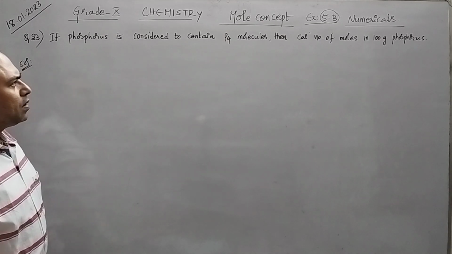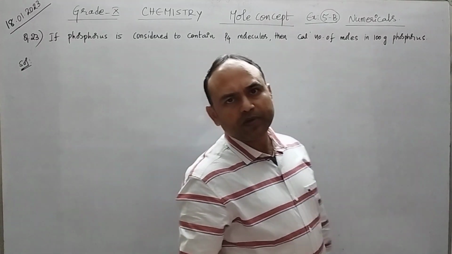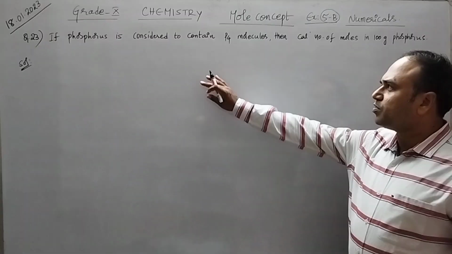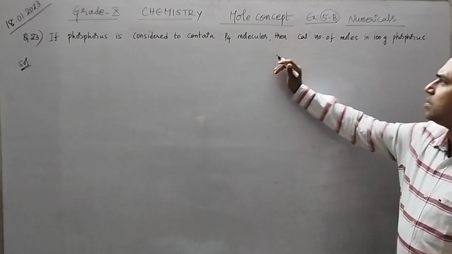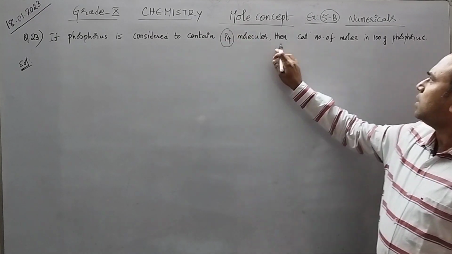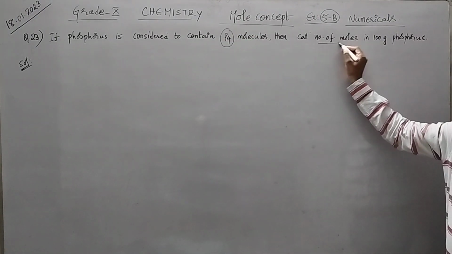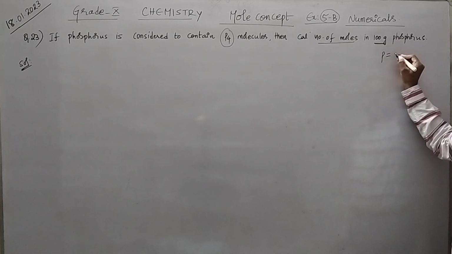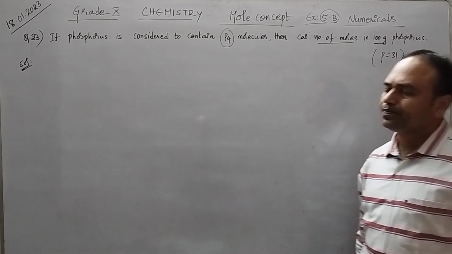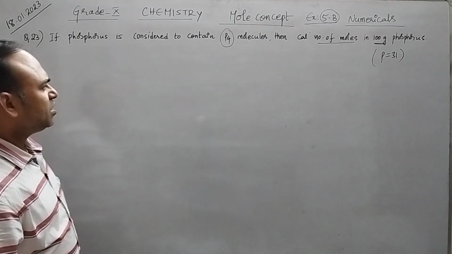Good evening, students. Now in mole concept exercise 5B numericals, we are continuing with question number 23. If phosphorus is considered to contain P4 molecules, that means atomicity is 4. Calculate number of moles in 100 grams of phosphorus. So atomic mass of phosphorus, we know it is 31. Now what is the question here?